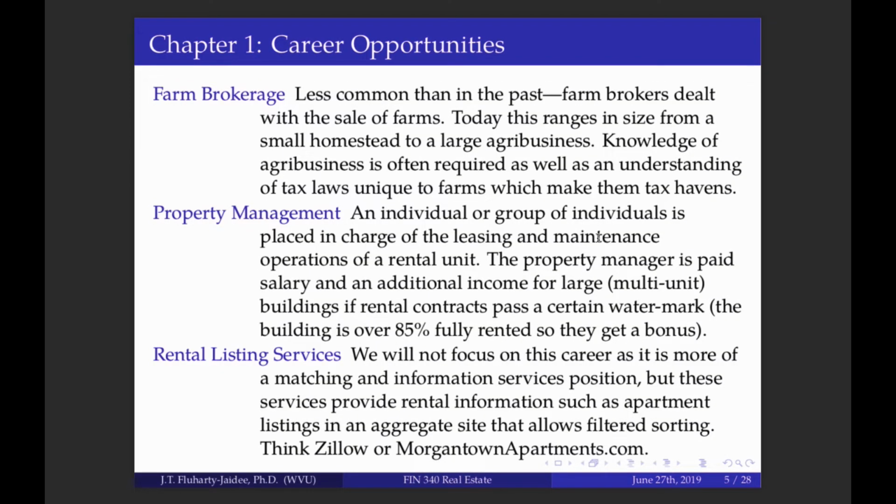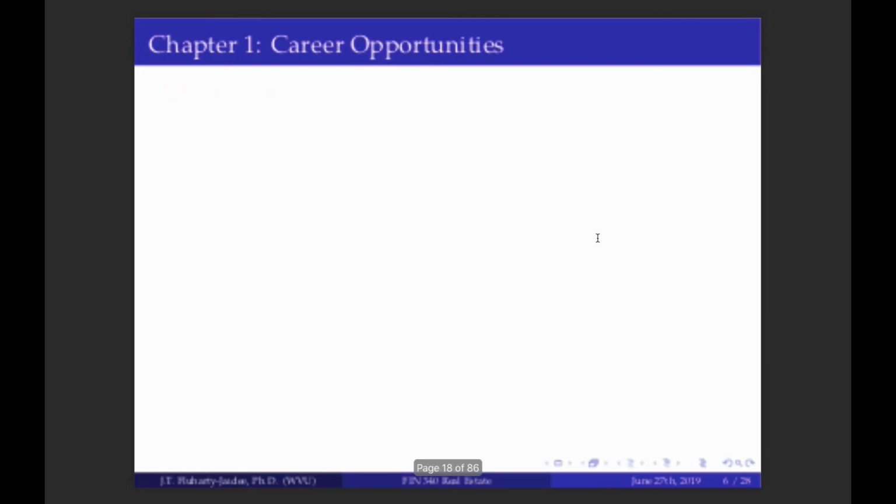Rental listing services are not something we're going to cover in great detail, but they just collate information for a bunch of apartments and apartment units and condominiums and for sale into a single service, which is usually cataloged and can be indexed and searched. You can think of Zillow, or in Morgantown, for example, morgantownapartments.com. I don't know if it's very well used anymore, but it used to be one of the larger ways to figure out whether there was someplace available for you to rent in the Morgantown area. So those are rental listing services.